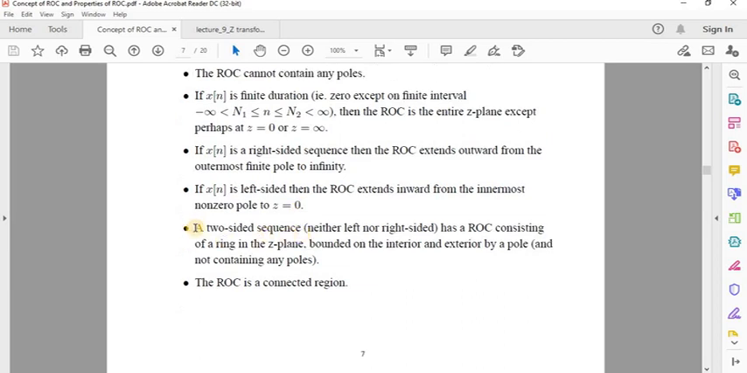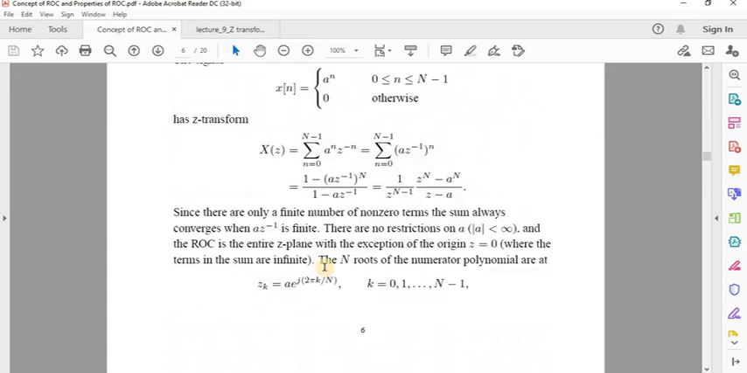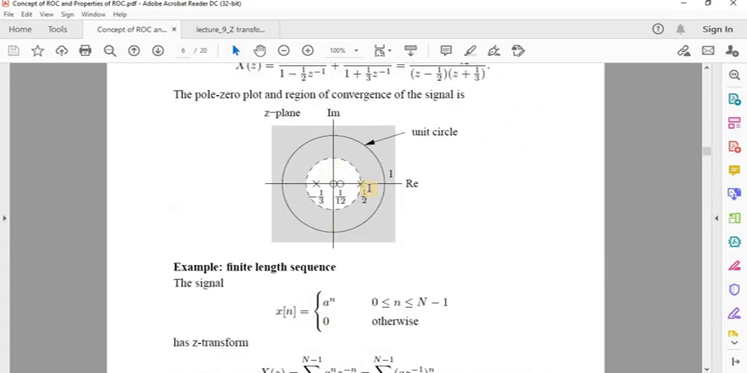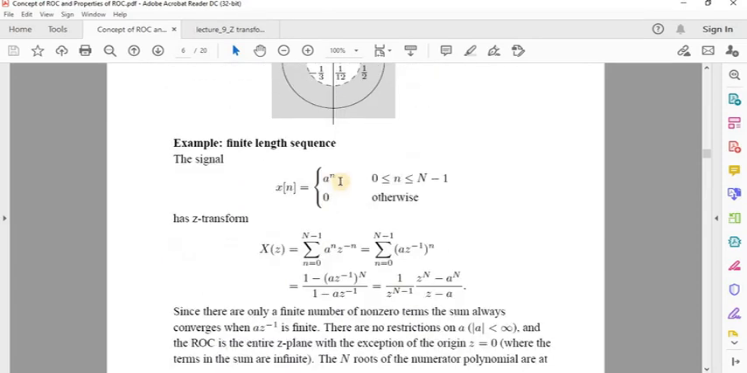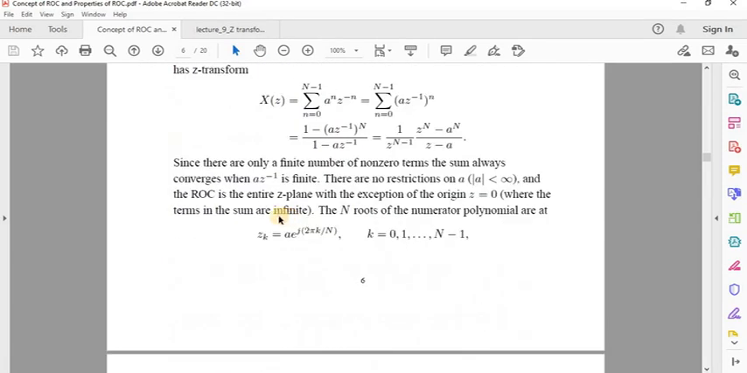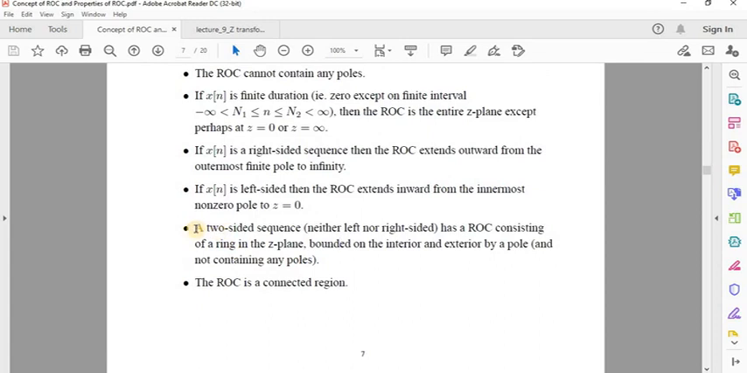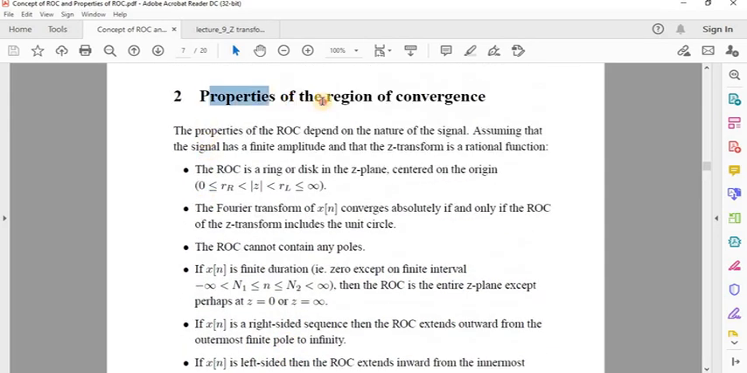The next property: a two-sided sequence, neither left nor right-sided, has a ROC consisting of a ring in the z plane, bounded on the interior and exterior by a pole, and not containing any pole. This is the same, with two poles, bounded, and the ROC consists of this ring. We have already seen an example. And the last property is that the ROC is a connected region. These properties are important for the exam.